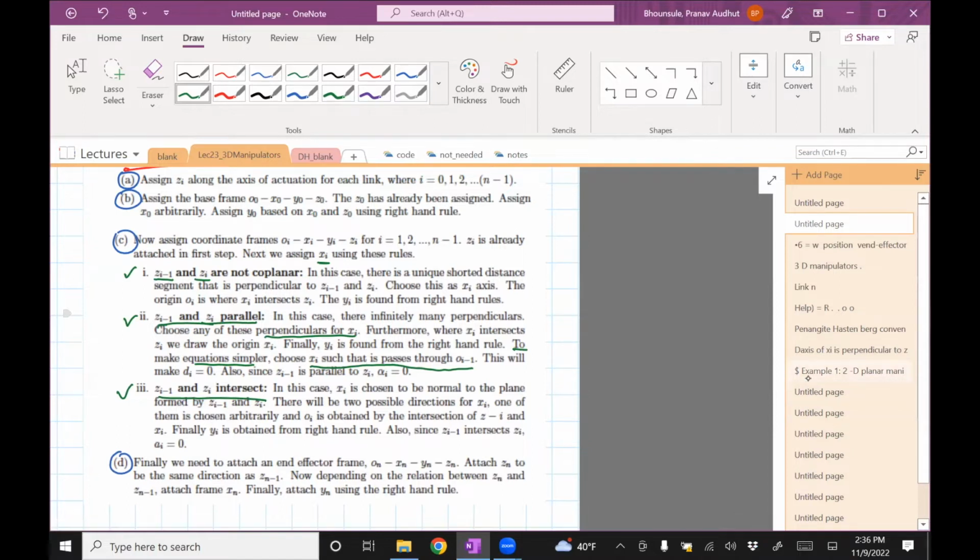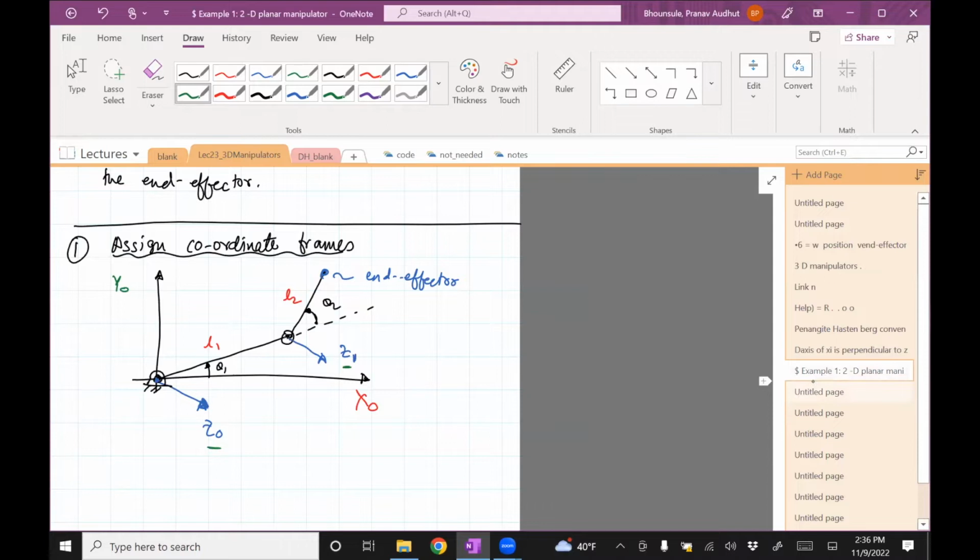So we go back. This is one perpendicular. There'll be another perpendicular like this. There's another one like this. All of them come like this, and there will be more, right? So out of all these various perpendiculars, you're better off choosing the one which passes through O(i-1). O(i-1) is O0. So all it says is choose this to be your X1.